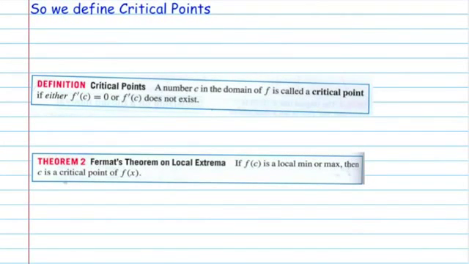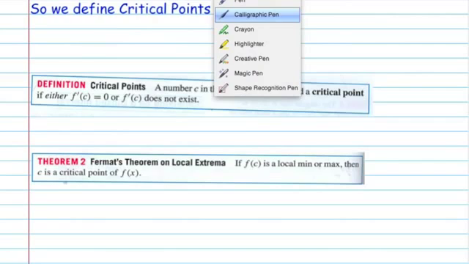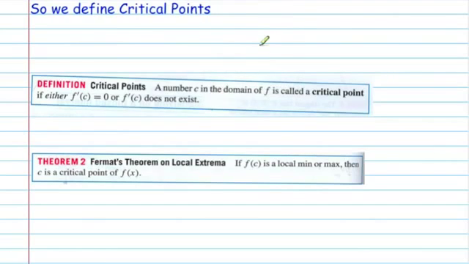So welcome to stage 11, finding critical points. Now the basic idea of a critical point is it's just a value for x where f prime equals 0 or where f prime doesn't exist.